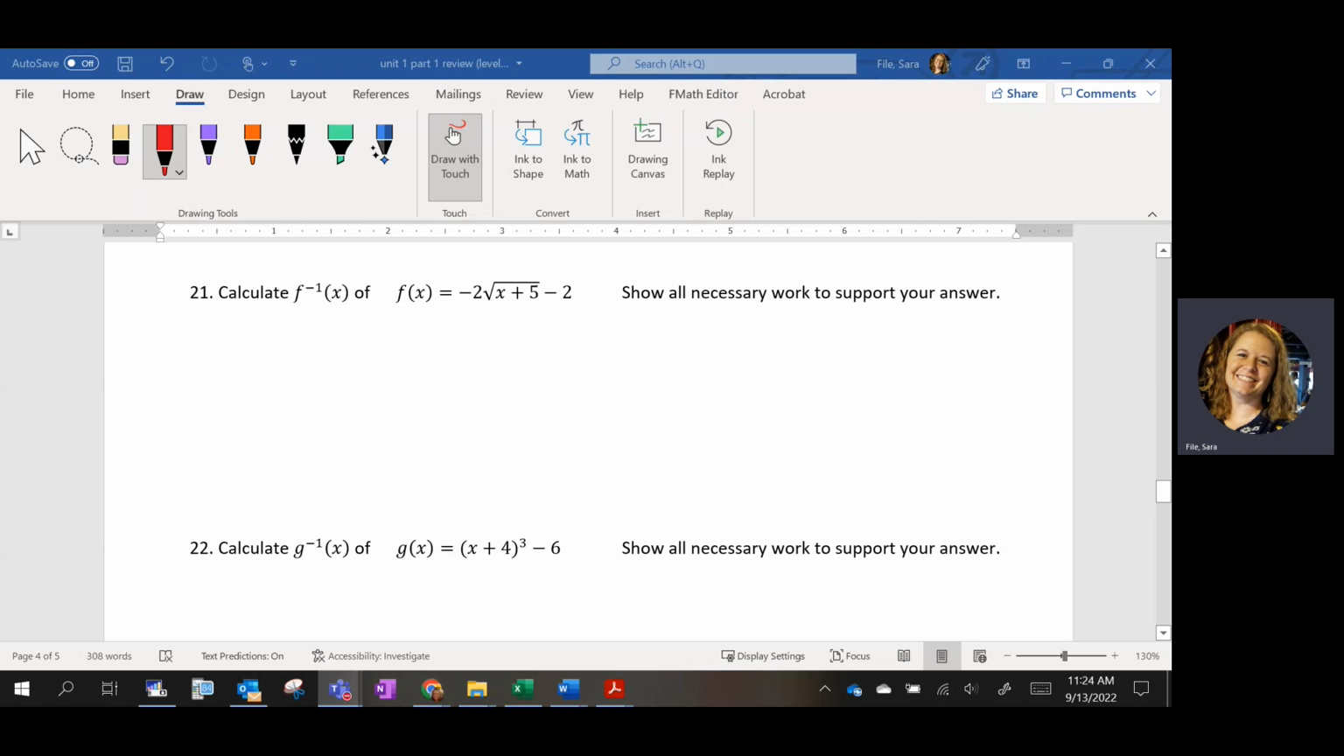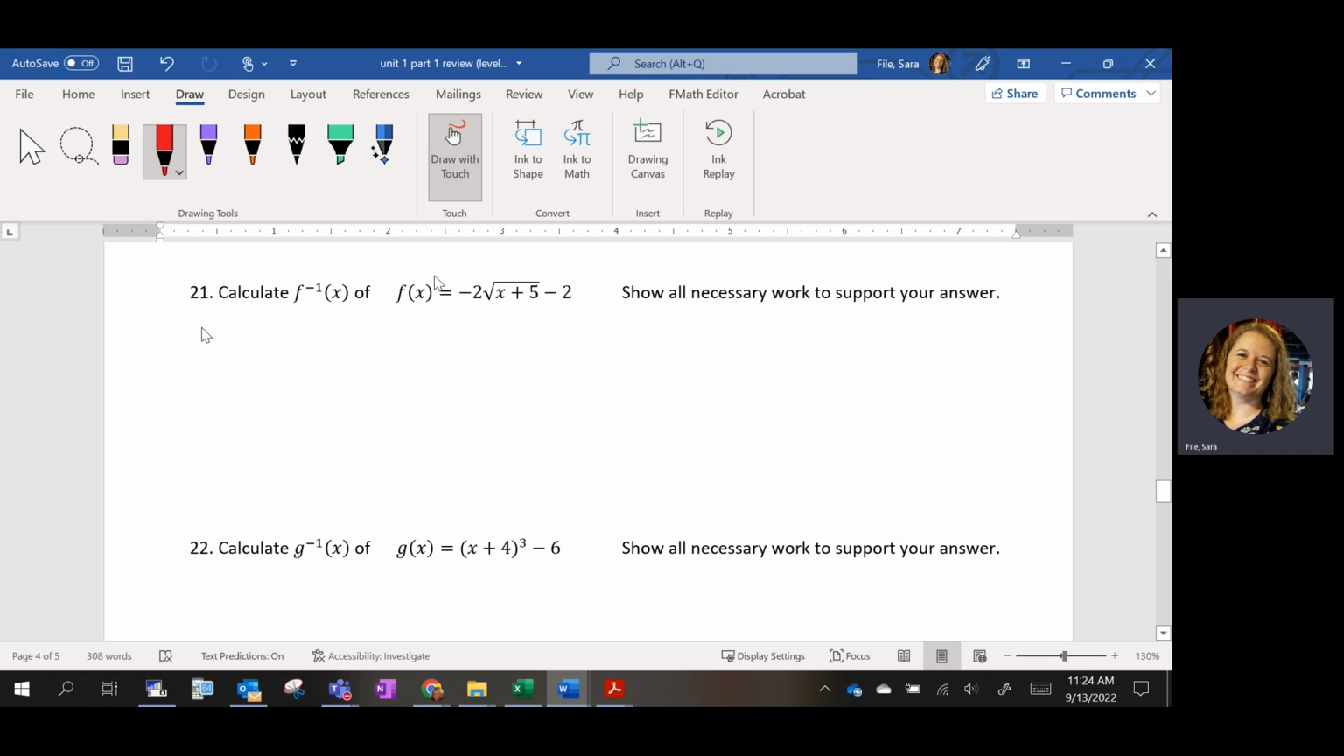Of the review for Unit 1, Part 1. This is starting the inverse section. So remember, when you see that little -1 power on your function notation, that's the inverse. Okay, so they want us to calculate the inverse of f of x equals -2 times the square root of x plus 5 minus 2. Okay, so calculate the inverse.